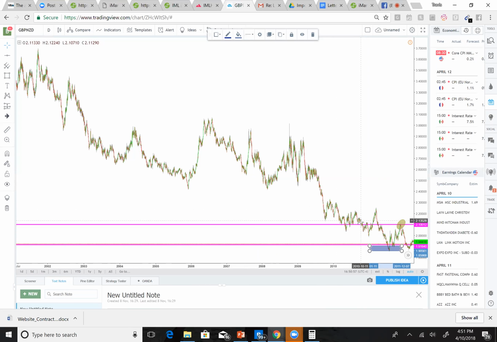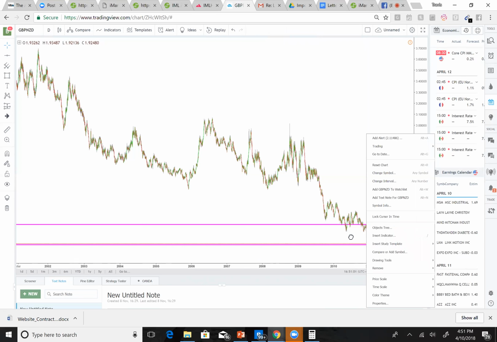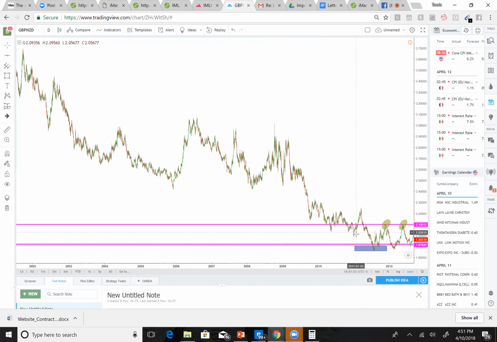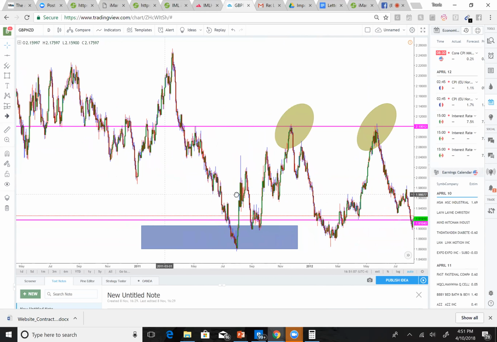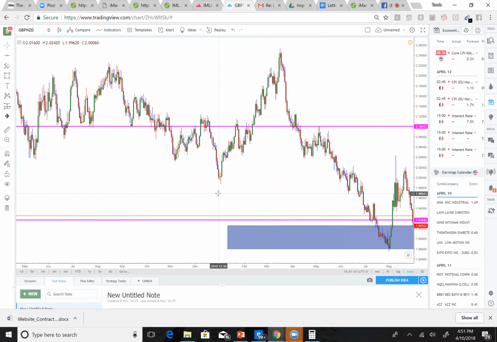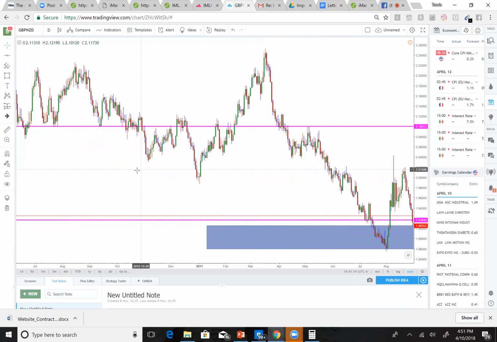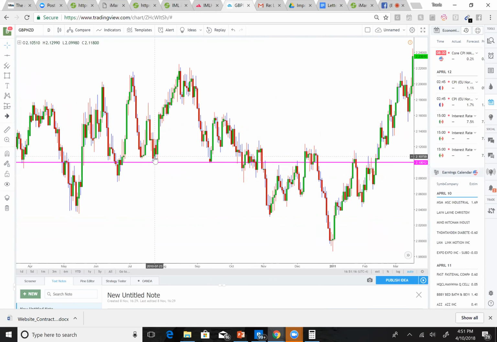Then all of a sudden it broke through the floor, came back to test it again, broke through it, okay, which is what we want. Like if I was in this trade right here, okay, let me zoom in. All right, now I would have actually got into a sell, right? Because I understand that this is my floor for this over here. So it came, it tested, went back up. I probably would have been putting buys in right now.